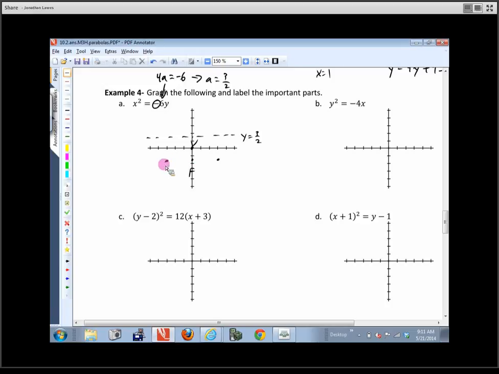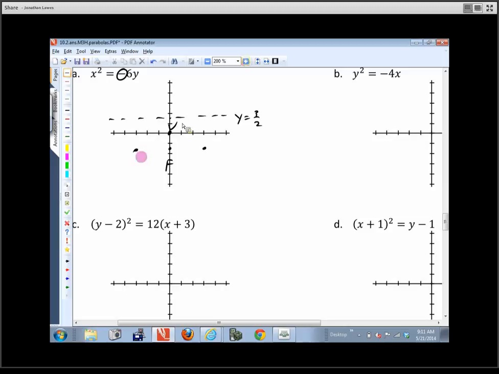Now, I want to label each one of these points. I'm going to make this a little bit bigger so I've got something to draw here. Put arrows on the end. Now the focus would be at 0, negative 3/2. Remember, the vertex was at the origin, so it's at 0, 0. And you go ahead and label the endpoints of the latus rectum.